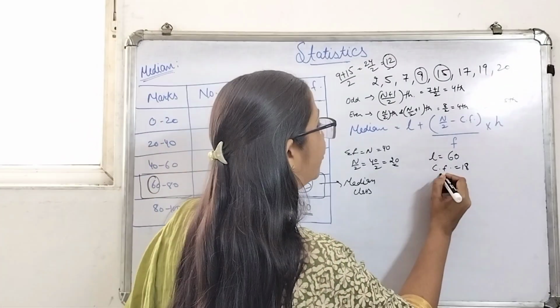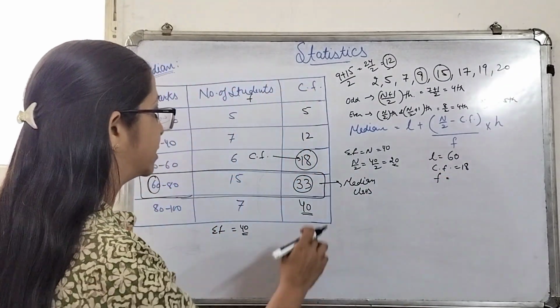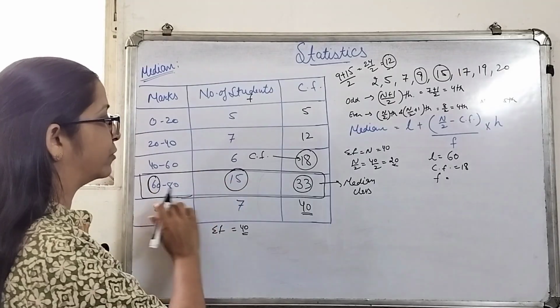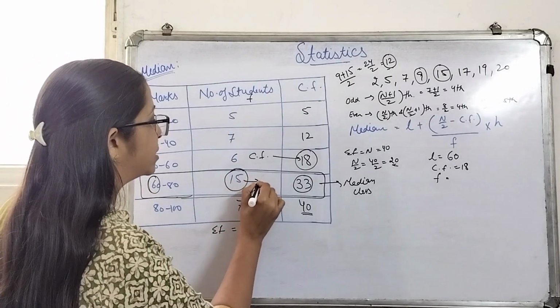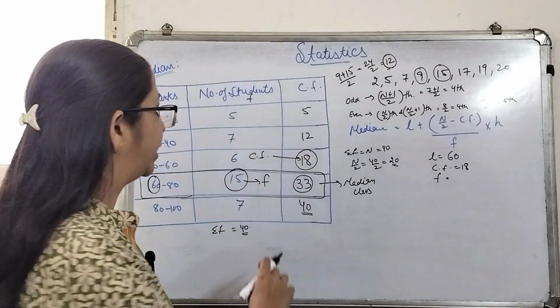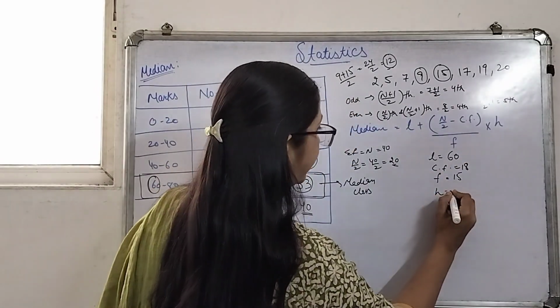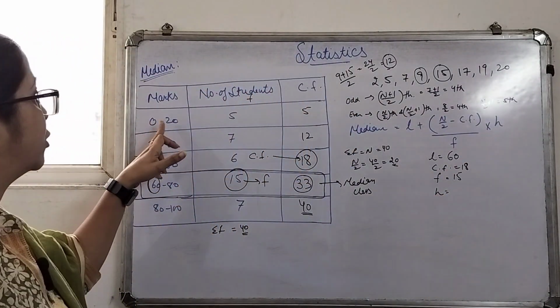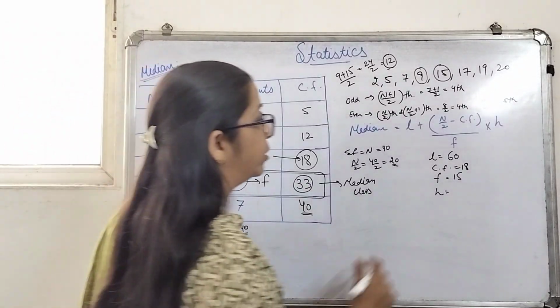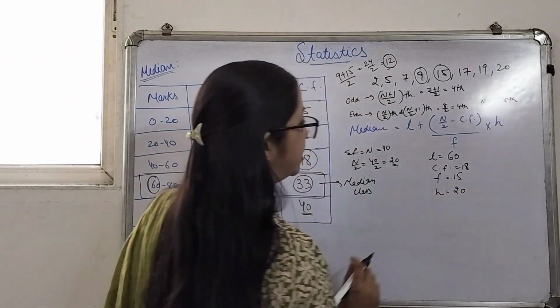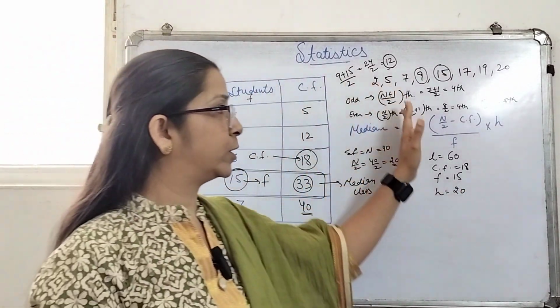Now f is the frequency of the median class. So this is the frequency of the median class. So this is the value of f. So the value of f will be 15. H is your class size, that we can see from here, 0 to 20, that means the class size is 20. So the value of H is 20. So we are having all the values.